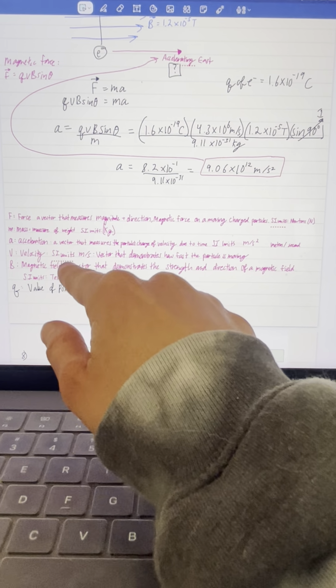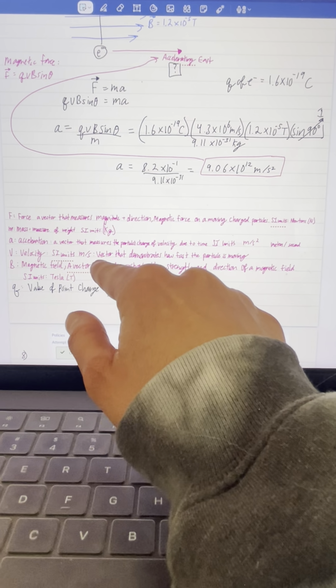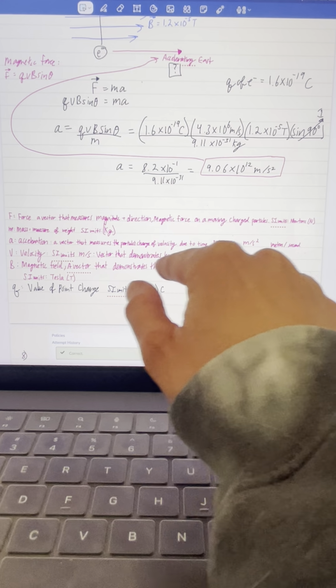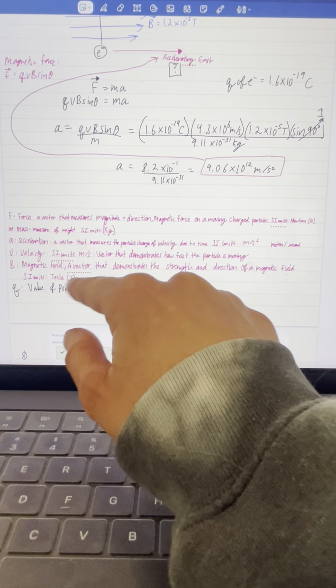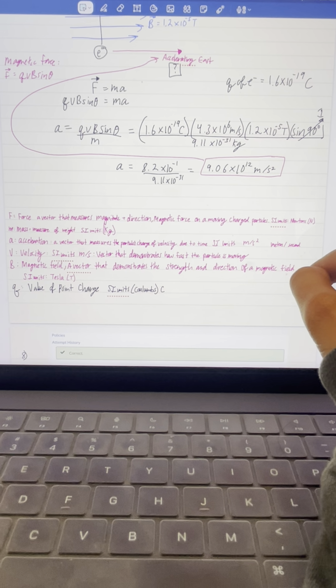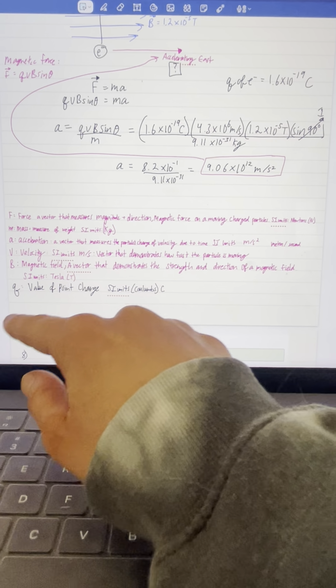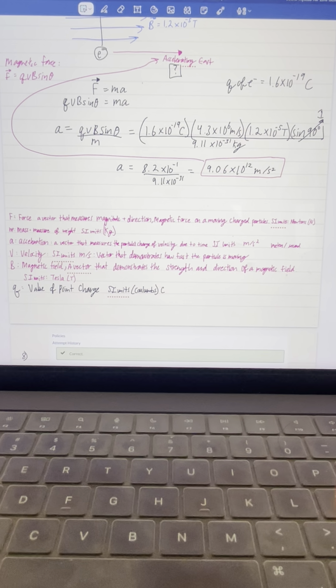And V is velocity, which we were also given in the problem. Its SI unit is meters per second. It is a vector that demonstrates how fast the particle itself is moving. And then B is the magnetic field. It's a vector that demonstrates the strength and direction of a magnetic field. Its SI unit is Tesla, T. And Q is the value of point charge. Its SI unit is coulombs, which we simplify to C.